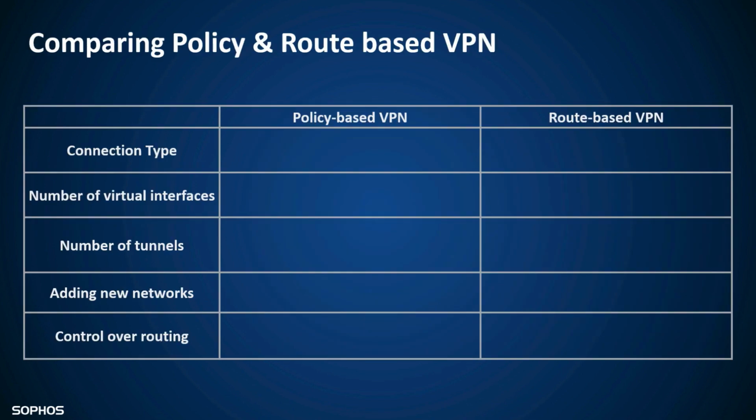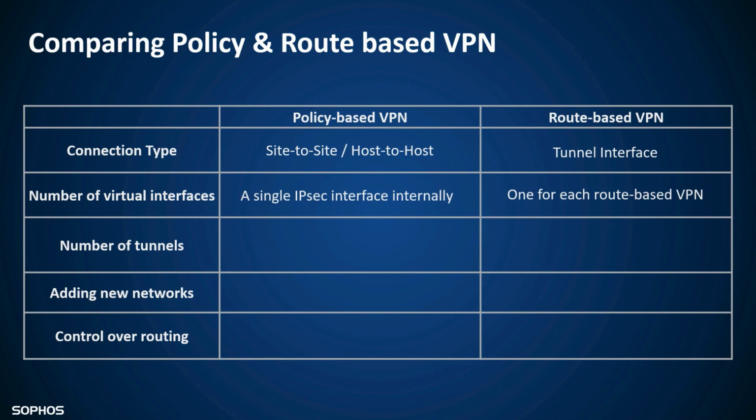So let's compare policy versus route-based. Policy is site-to-site or host-to-host, whereas route-based is VPN. These are commonly what they are referred to as: site-to-site for policy-based and tunnel interface for route-based.